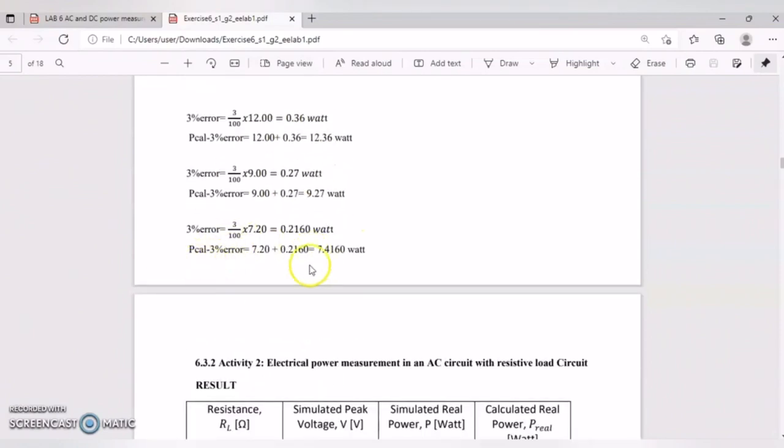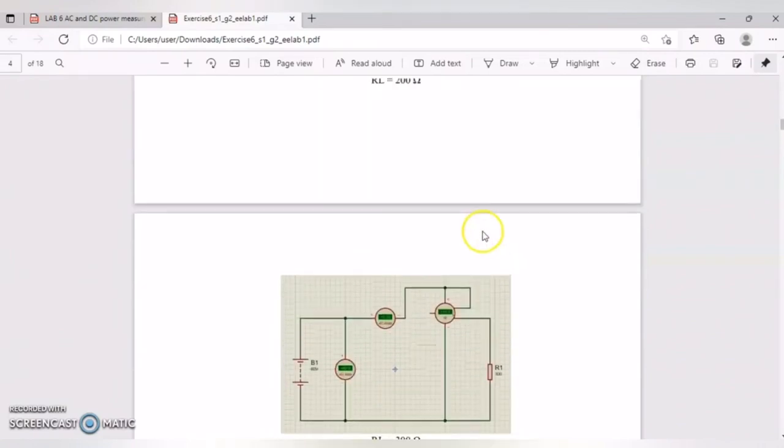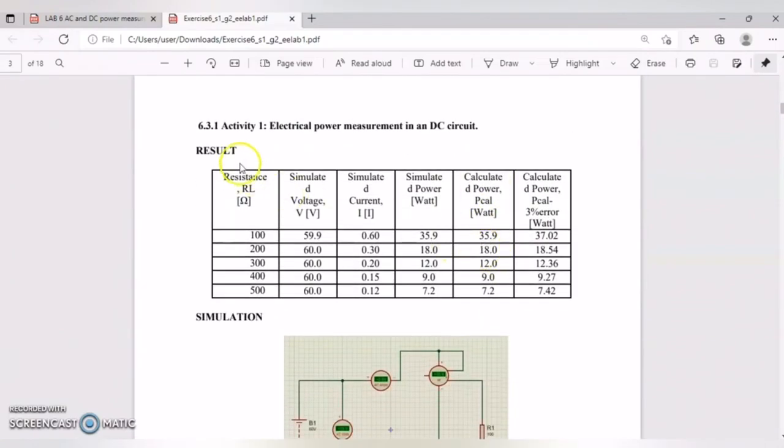So this is the next step, the same step. So this is the circuit, and so that's all from me.